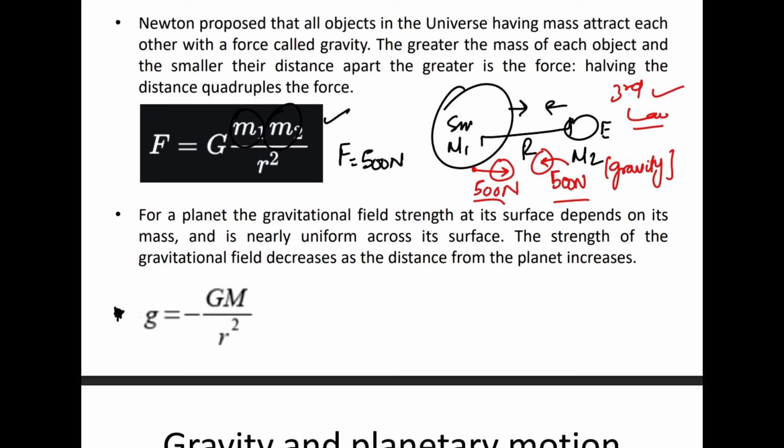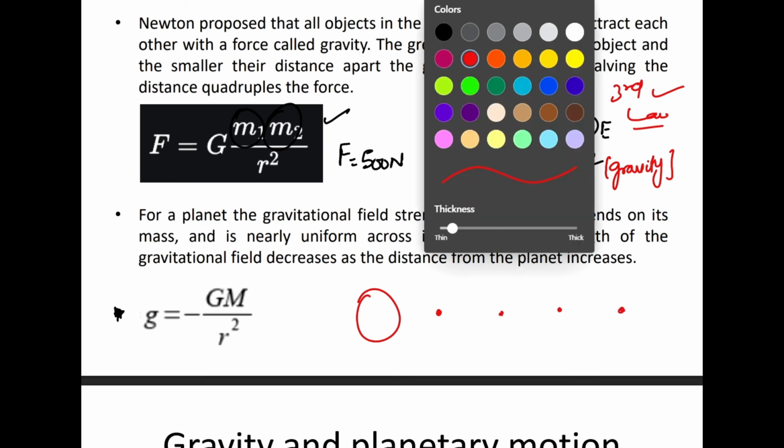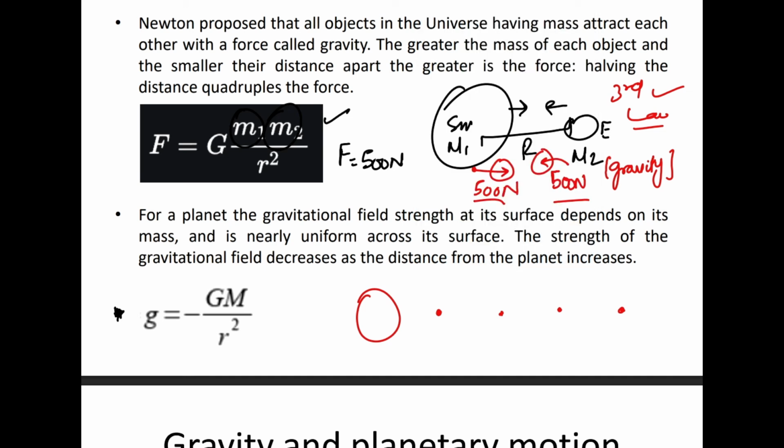So now we move on to gravitational field strength. What does that mean? In simple terms, if you are increasing your distance from the respective planet, how strongly is that planet going to pull you towards itself? If you are at this point, or this point, or this point, and so on, you are moving away from the surface of the Earth.